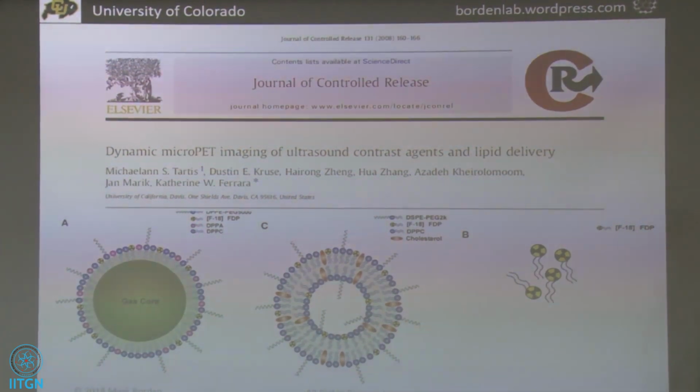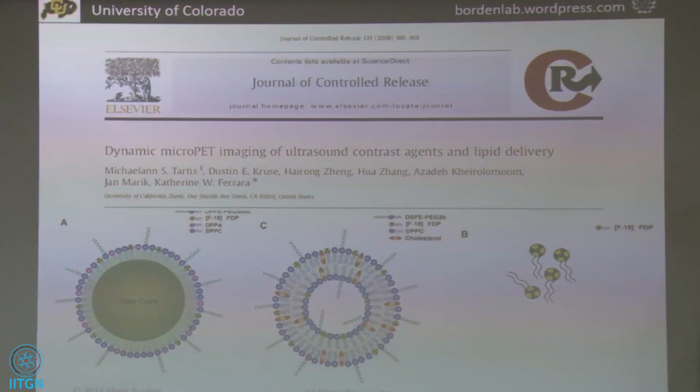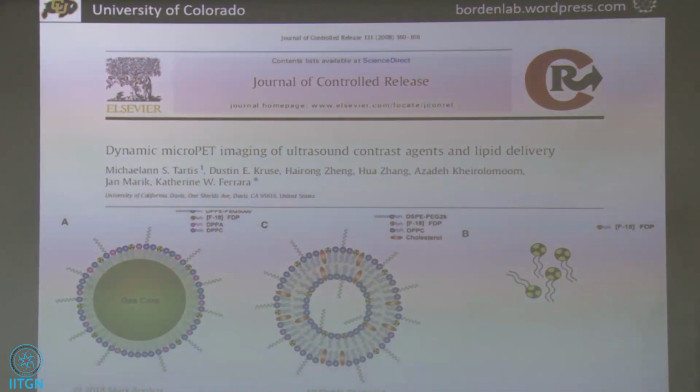PET stands for positron emission tomography, and they had these short-lived PET probes, these isotopes that emit photons that can be detected for PET imaging. And F18 is a really well-known PET probe. It's an isotope, a fluorine, F18. And then they conjugated that fluorine to a lipid, so FDP dipalmitoyl with the fluorine.